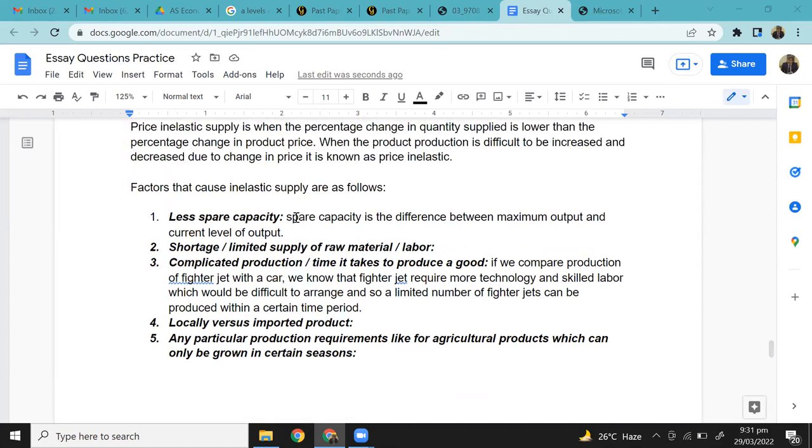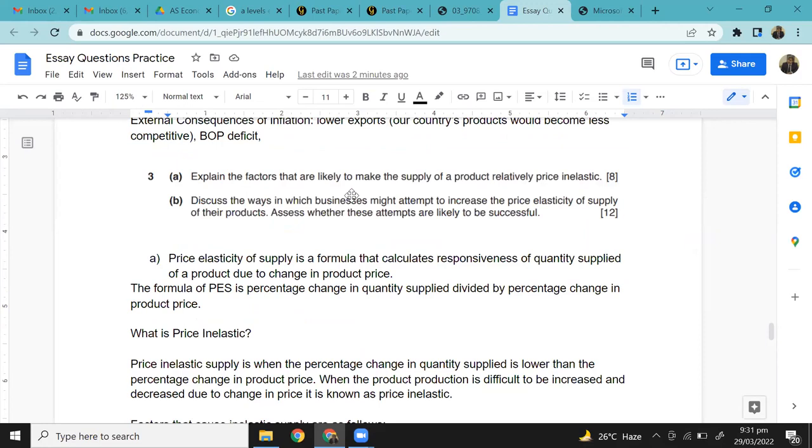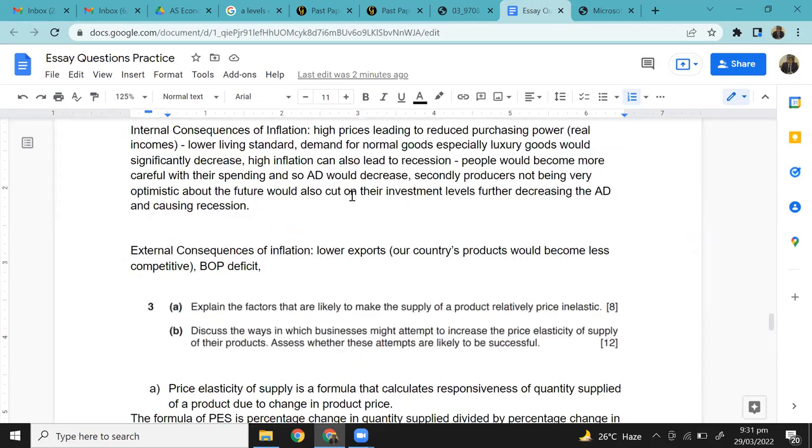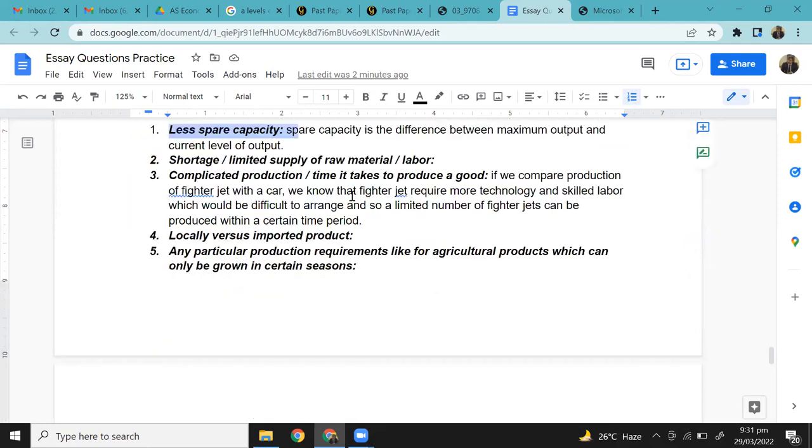What will this require? To expand your production capacity, you require investment injection, right? The business will need investment funds to get the new technology, additional machines, or to construct the new hotel or whatever it is, right? So do comment on these things because it clearly says how successful these attempts might be. Yes or no, right? So do comment on that as well.